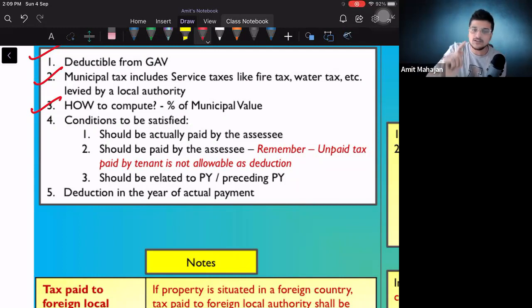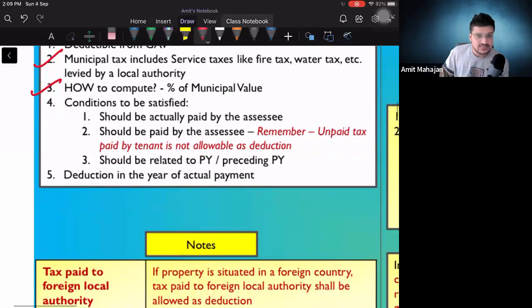That's why first point, I should actually pay. These are the two separate points. And the third point is, okay, it should be paid by the assessee. Remember, unpaid tax paid by the tenant is not allowed as deduction. Basically, my bank account should be debited.